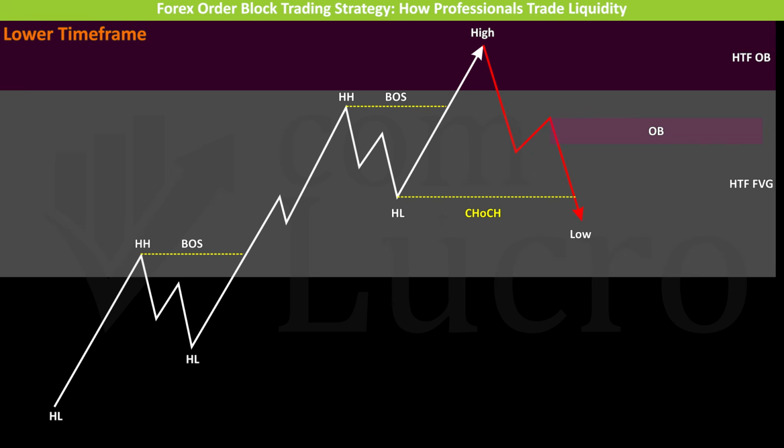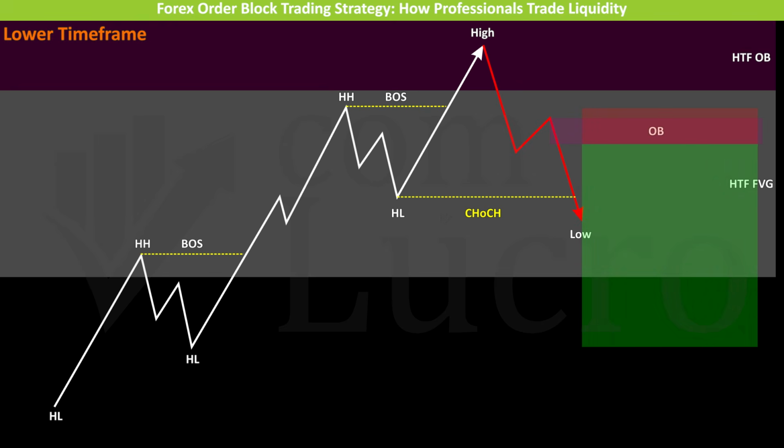After identifying the lower time frame order block, we place a sell limit at the start of that zone and set our stop loss just above it for protection. For trade management, we aim for multiple targets. The first target is usually a 1-to-2 risk-to-reward ratio. Once price reaches this level, we close half of the position and move the stop loss to break even.